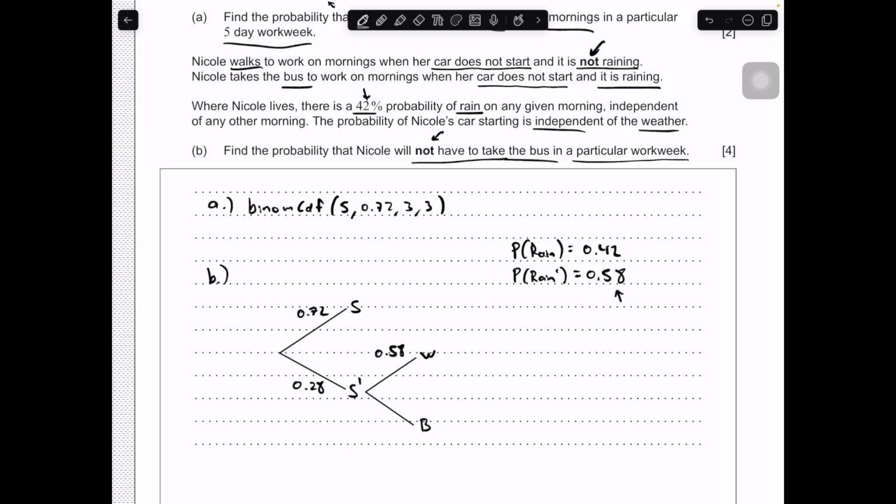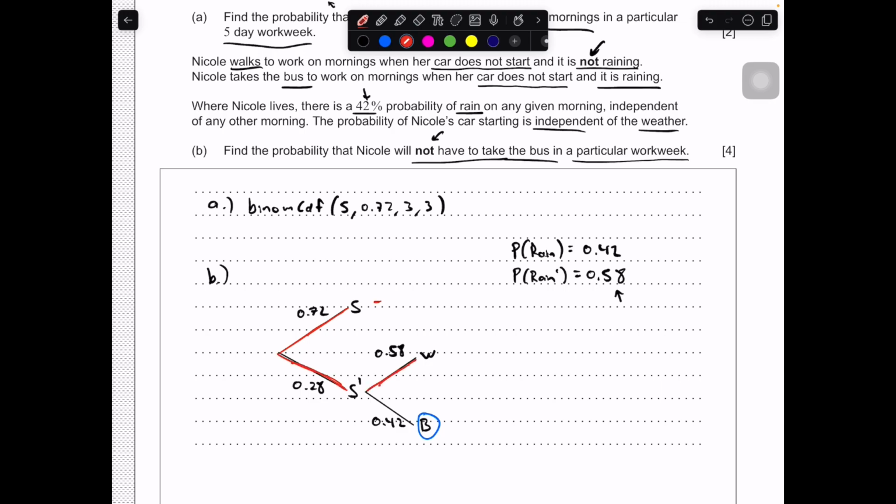And then when it is raining, which happens 42% of the time, she takes the bus. So whether she walks or takes a bus hinges on whether it's raining, which is maybe a little challenging to try to tease out what this question is asking. So find the probability that Nicole will not have to take the bus. What can we do? Not have to take the bus. This is her taking the bus right here. We can find the probability of her taking the bus, and then her not having to take the bus would just be everything else. This is her not taking the bus, and this is her not taking the bus.